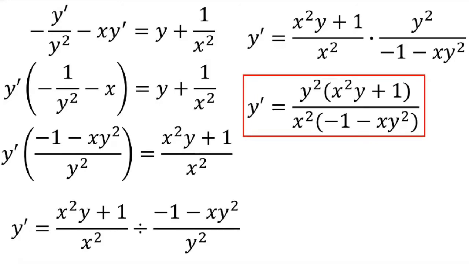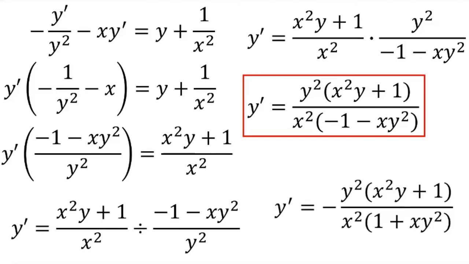Or we can express our answer as y prime equals y squared times x squared y plus 1 all over x squared times 1 plus xy squared. So as you can see, the negative 1 was factored out in the denominator.